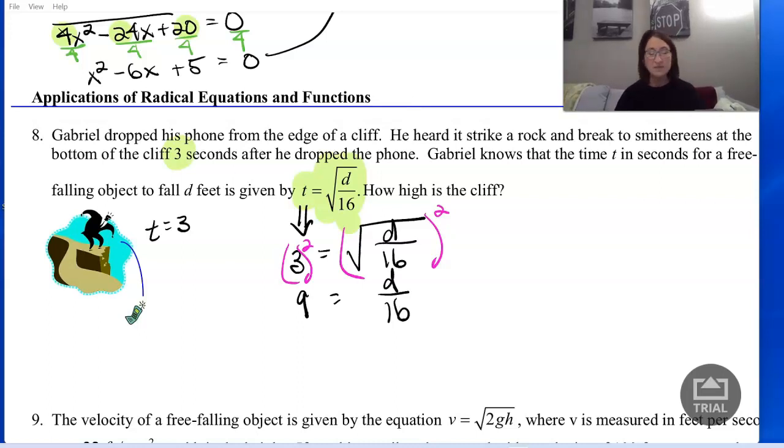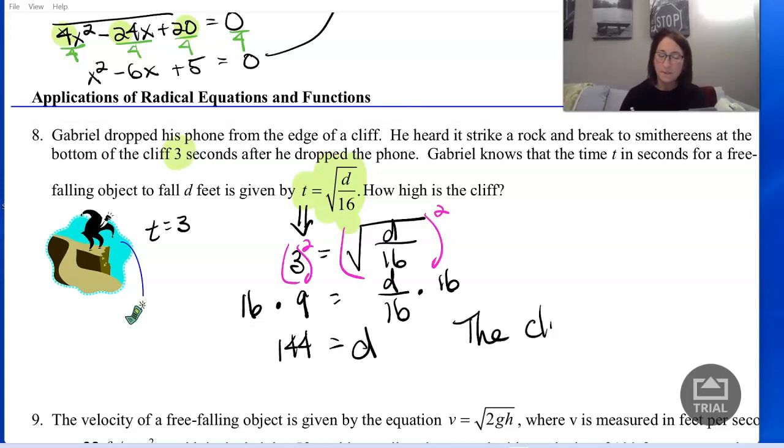I can just multiply both sides by 16, that denominator. And that is going to give me, on the left, I get 144. That is our distance. So our distance is, or how high is the cliff? The cliff is 144. Are we talking about feet? Yes, feet. Here we go. All right.